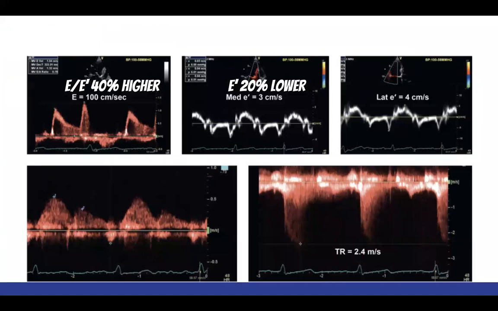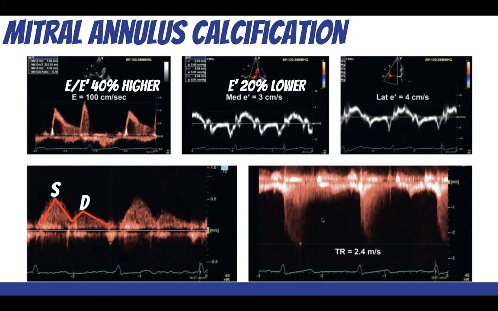So another thing which will complicate your measurements is this. Number one, you see that the E velocity is about 100. Your mitral annulus velocities are low, 3 and 4. Your systolic wave is bigger than diastolic in the pulmonary vein, and your TR velocity is less than 2.8. So this is what you can encounter with mitral annulus calcification.